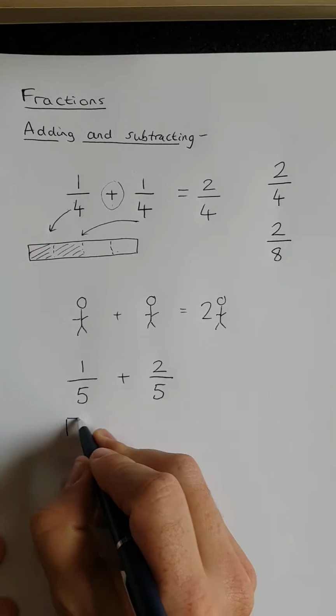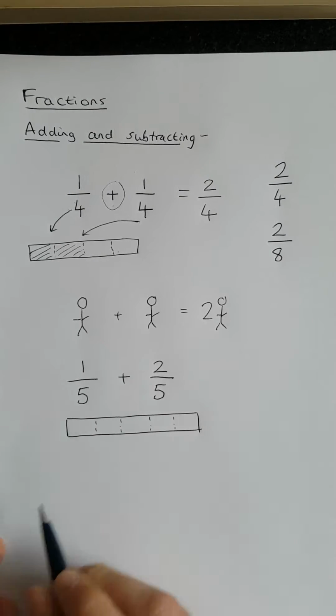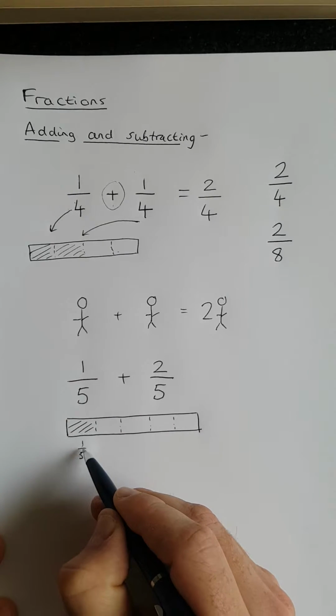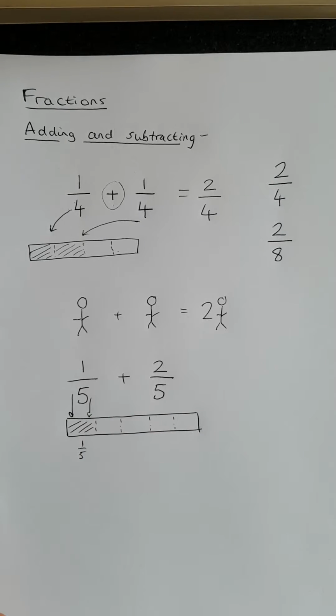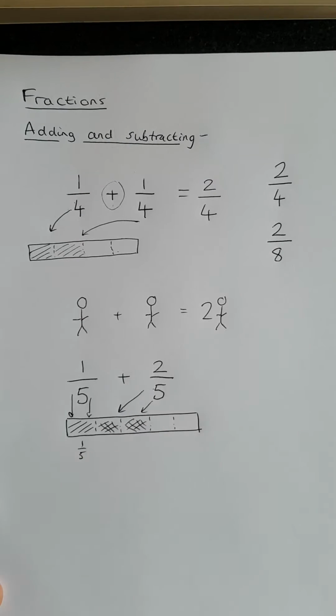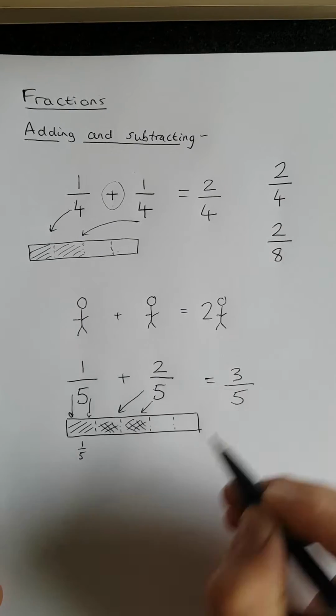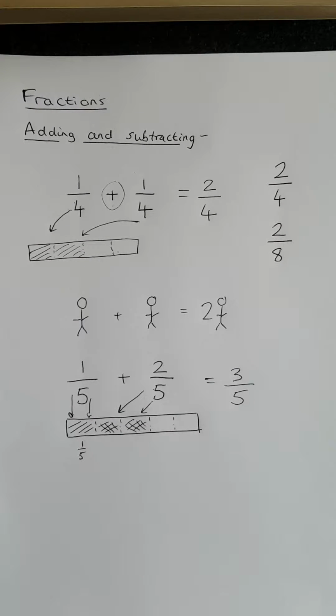Now, here is the whole one, and I will cut it into 5 equal pieces in order to draw the 1/5. When I add to it 2/5, how much do I now have? I now have 3/5. Remember that the denominator of the fraction tells you the size of each piece. It is the numerator that tells you how many pieces there are.